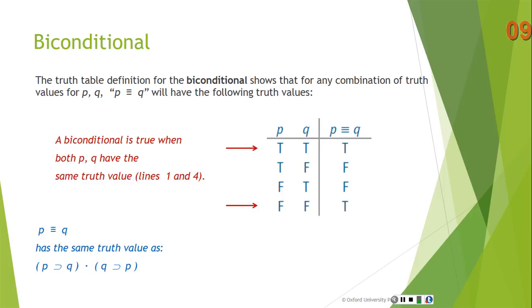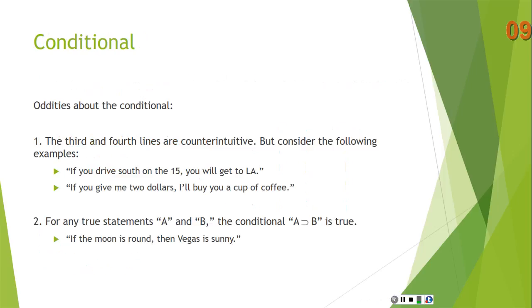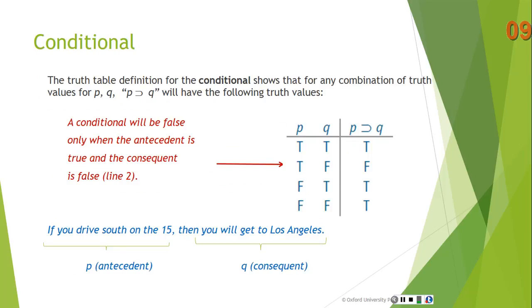Oh, I actually forgot to give you the way to remember the conditional. Okay, so here's the way. You just remember that whenever the antecedent is true and the consequent is false, the whole thing comes out false, otherwise it's true.